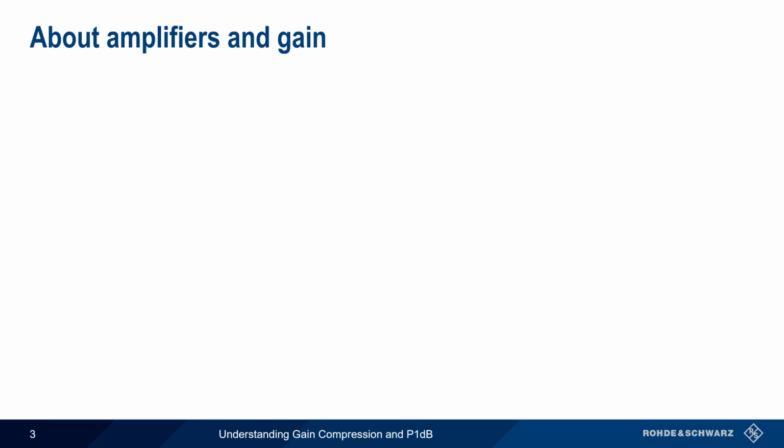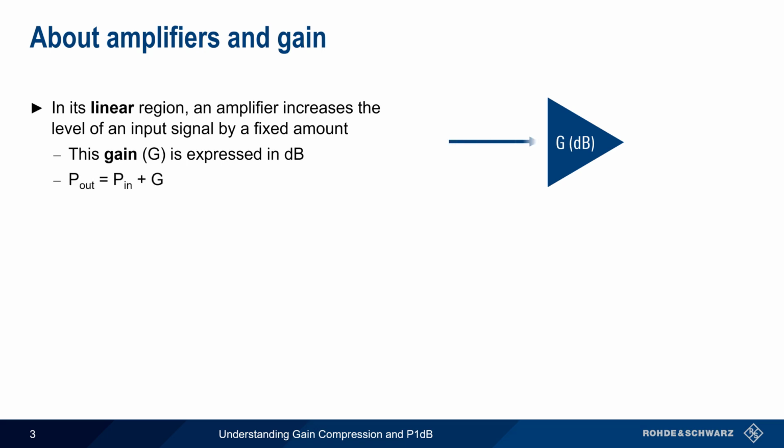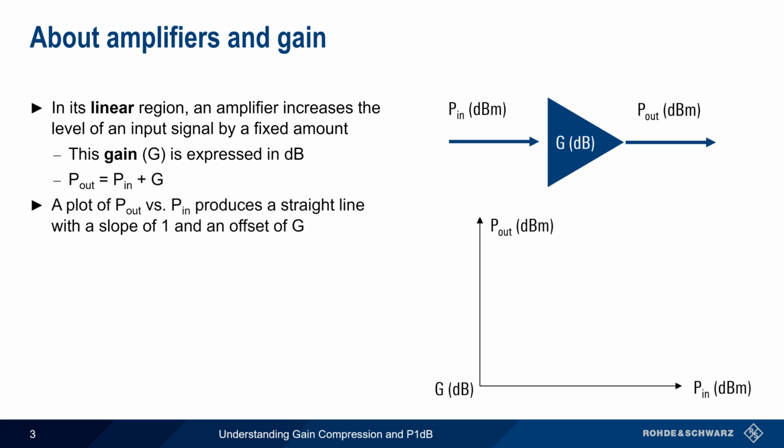Gain compression is usually associated with amplifiers, so we'll start there. Most amplifiers have a so-called linear region, in which the amplifier increases the level of an input signal by a fixed amount. This increase, or gain, has units of dB. So if the input power is in units of dBm, the output power is simply the input power plus the gain. Plotting power out versus power in will usually produce a straight line with a slope of 1 over most of the amplifier's specified operating range.